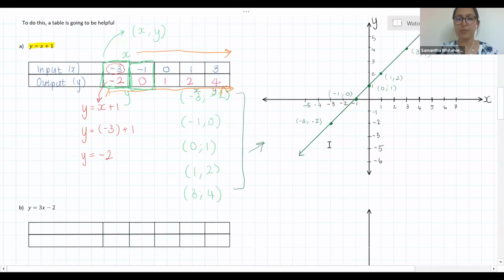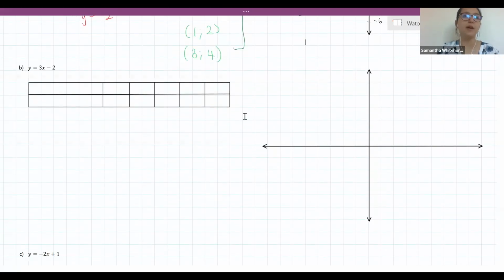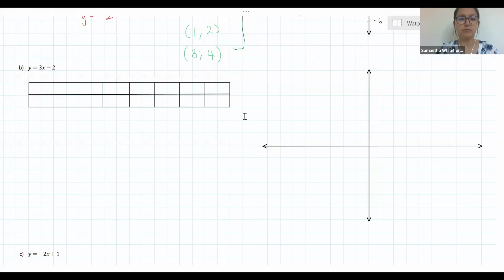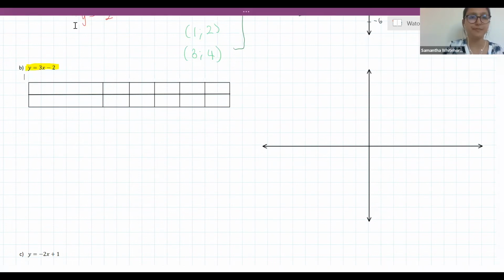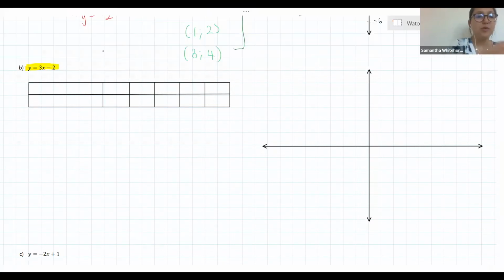Okay. Right, so let's move on to our next relationship that we have here. Okay, so guys, our next relationship is y is equal to 3x minus 2. Now we're going to do exactly the same thing. We've got our inputs, which we know are our x's, and we've got our outputs, which we know are our y's. So again, I'm just going to pick some values for x. You can actually pick any values you want. I don't want to make them too big, so I'm going to go -2, -1, 0, 1, and 2.